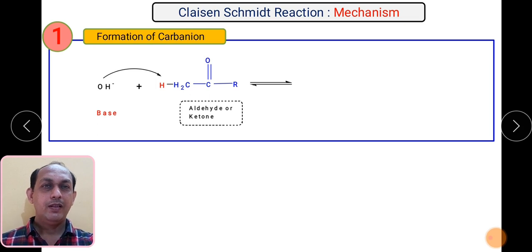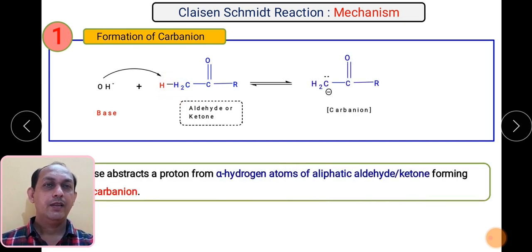Okay, so what will happen? Remember what I am telling. The aldehyde which contains an alpha hydrogen atom, or a ketone which contains an alpha hydrogen atom, is reacted with the base. So the base, that is NaOH, will abstract one of the alpha hydrogen atoms, and what will happen? This particular bond will break, and as a result you will get the formation of carbanion CH2 minus along with the lone pair of electrons. So a carbanion is formed.